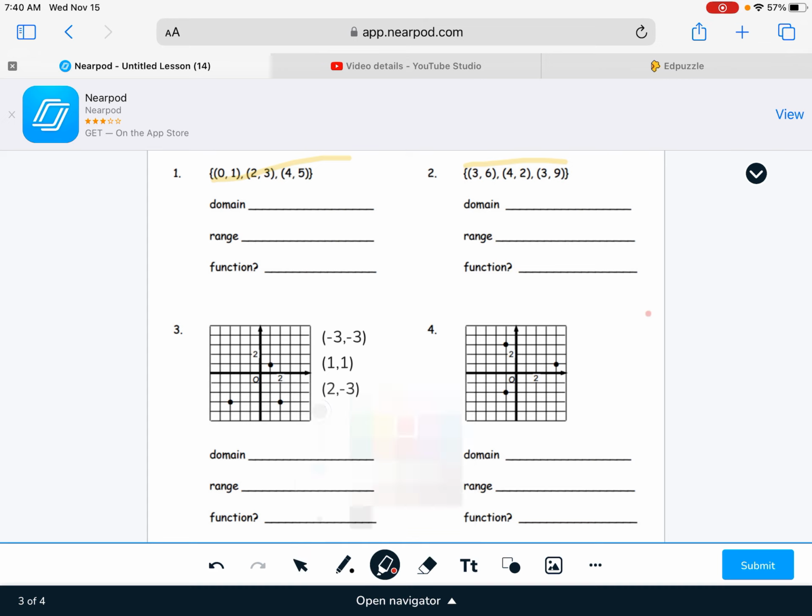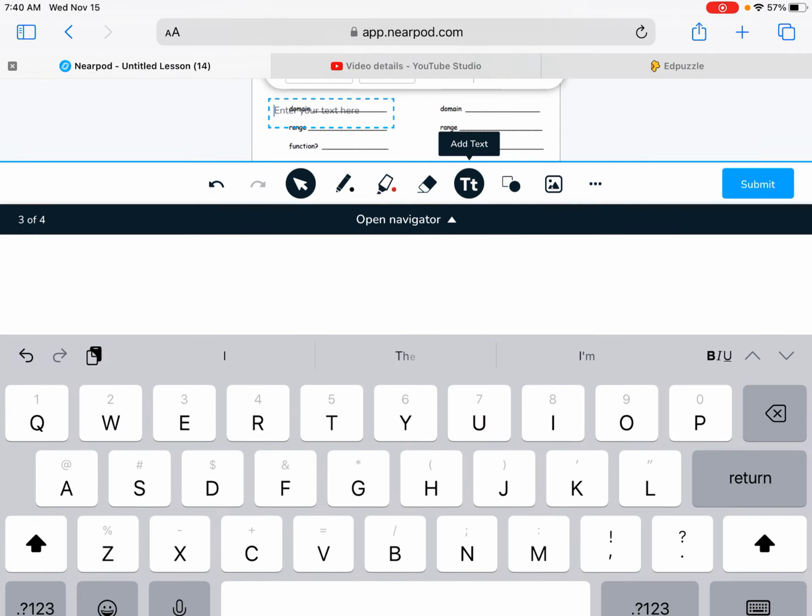Once again, domain, you guys kind of got to know this. The domain is the first number in these points. It corresponds to the x values.